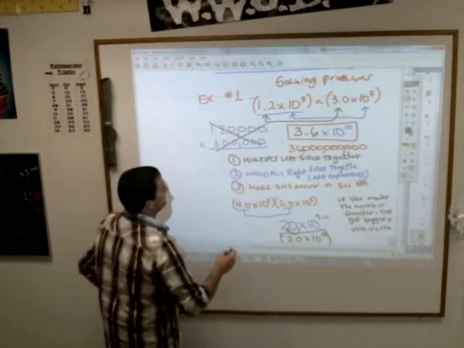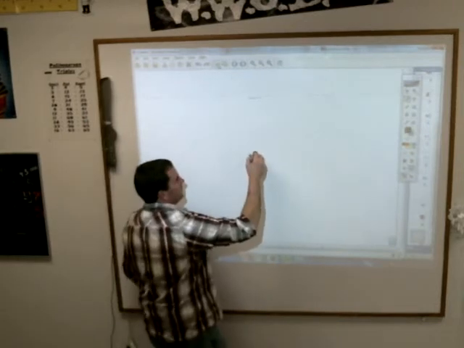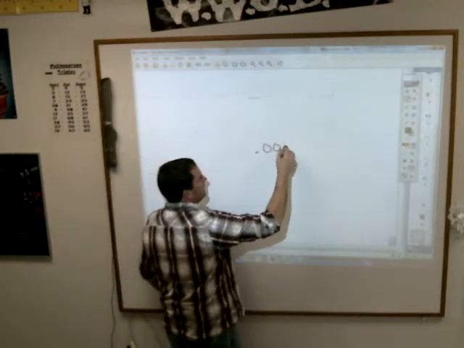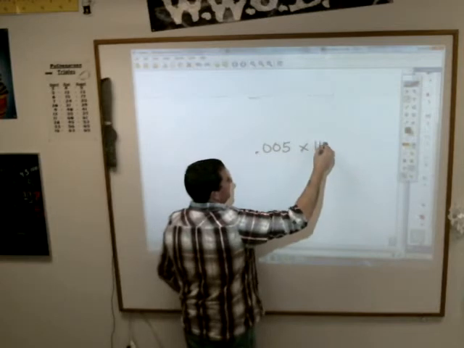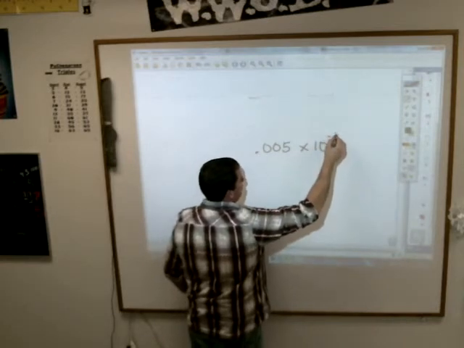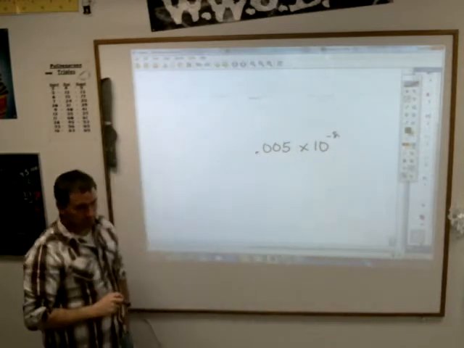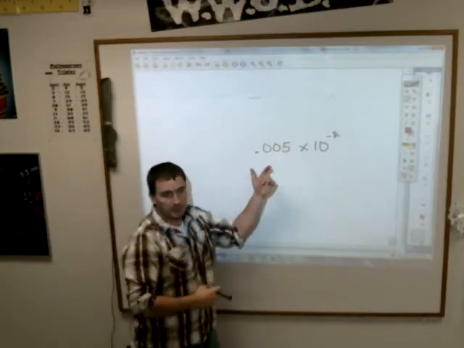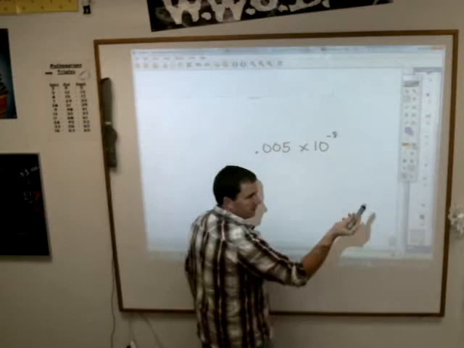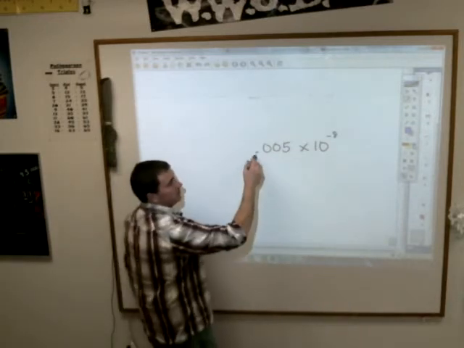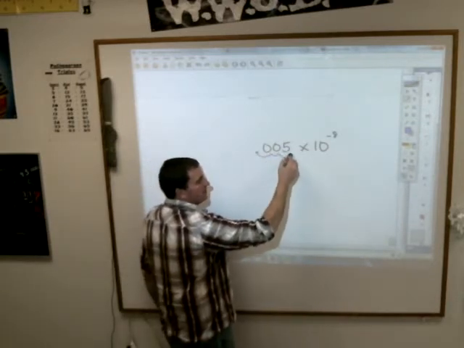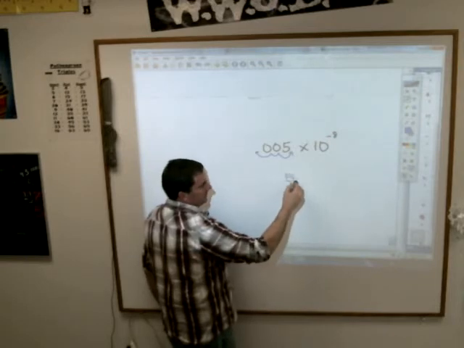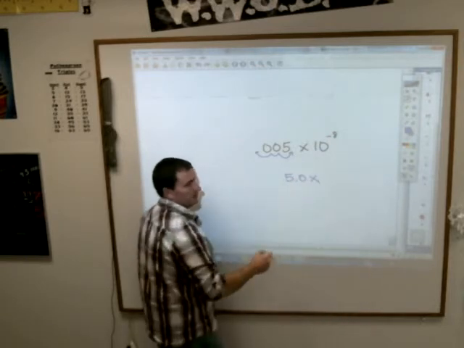In other words, if you came up with 0.005 times 10 to the, let's just say, negative 8th power. Okay, this is not in scientific notation because this is not a number between 1 and 10. So I need to move the decimal so that it is between 1 and 10, which means I'm going to move it 1, 2, 3 places and make that 5. You could make it 5.0 if that makes you feel better.